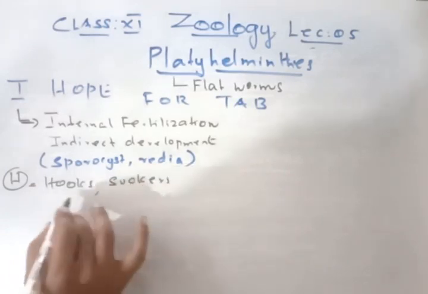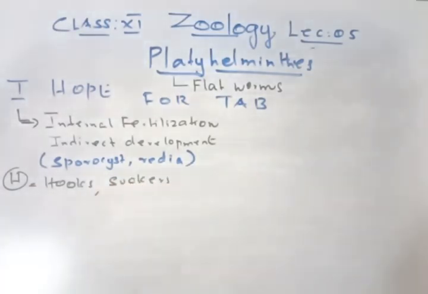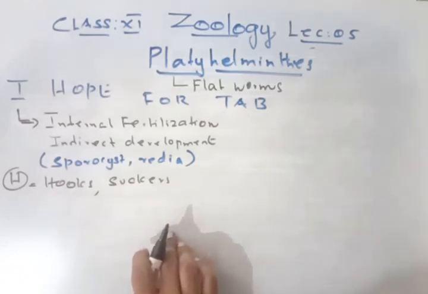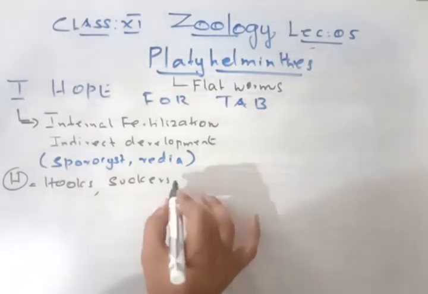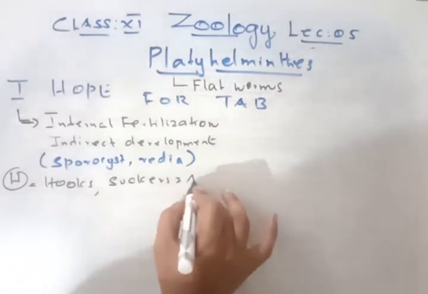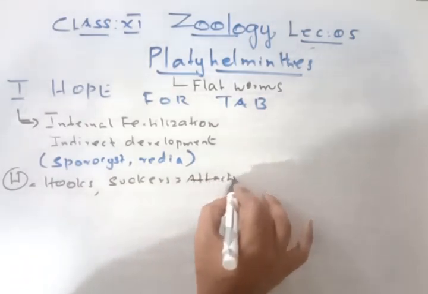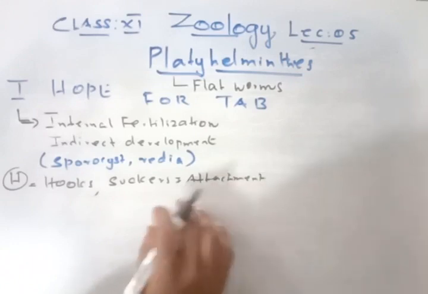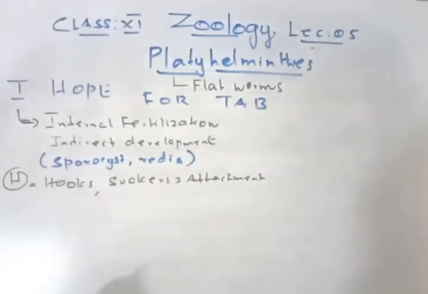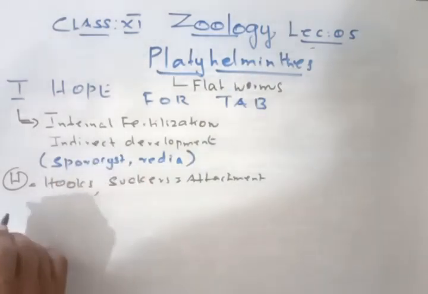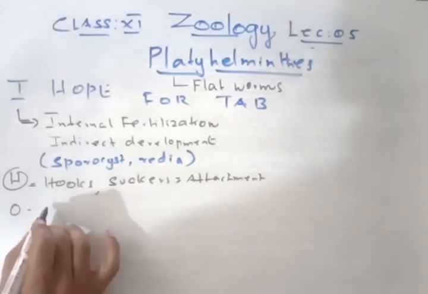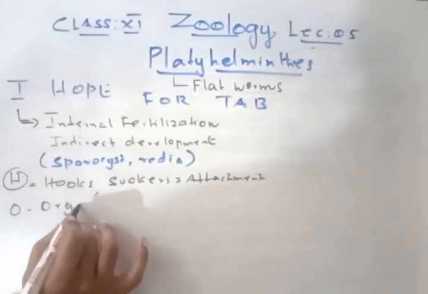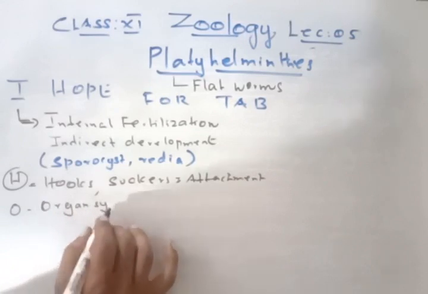The organism will have hooks and suckers. If you see the diagram of this Platyhelminthes, it has the hooks and suckers. And this is for the organ of attachment. It is getting attachment. So it is attached to another organism. With the help of the hooks and suckers, it will go and attach to the other organisms. Okay. Next one is for O. O is very simple. Organ system, as well as both organ system.